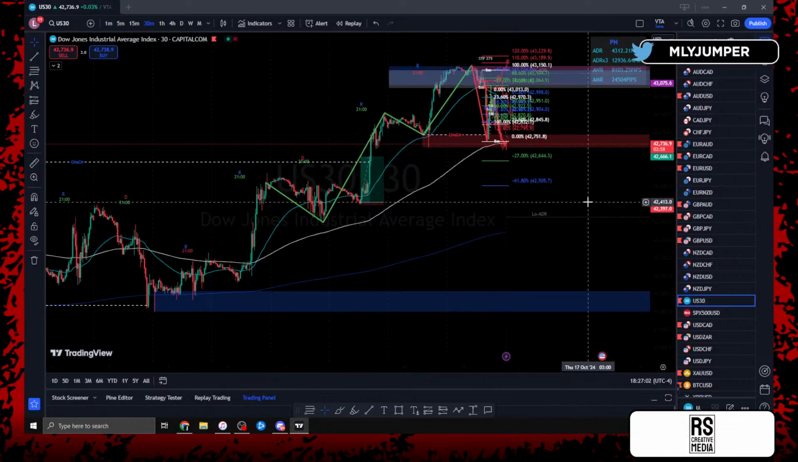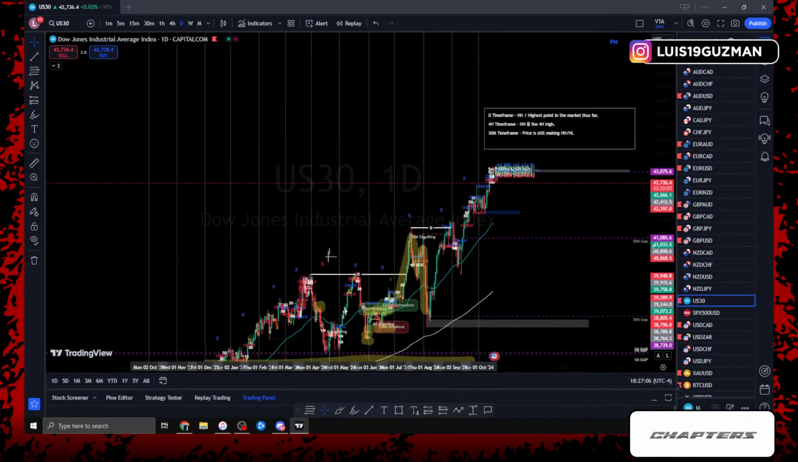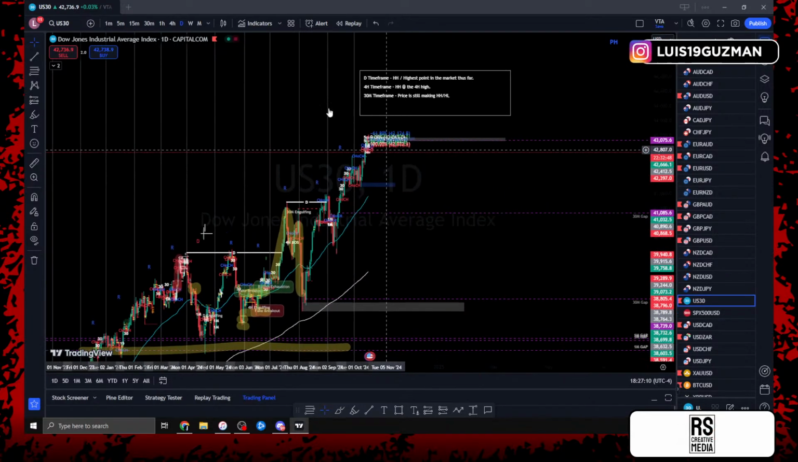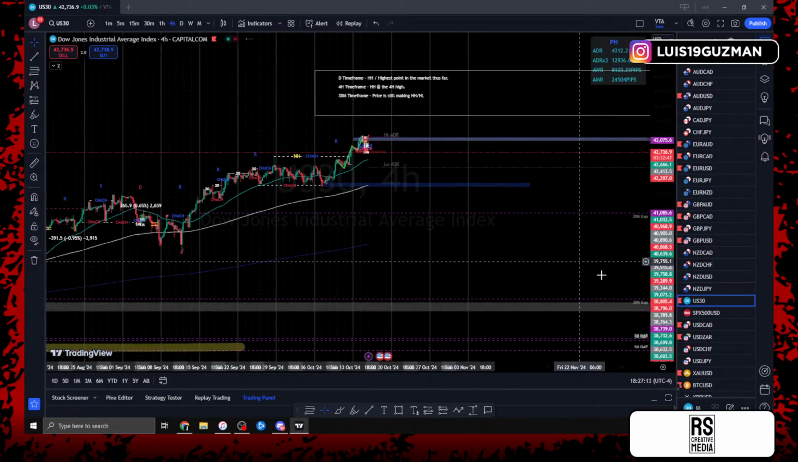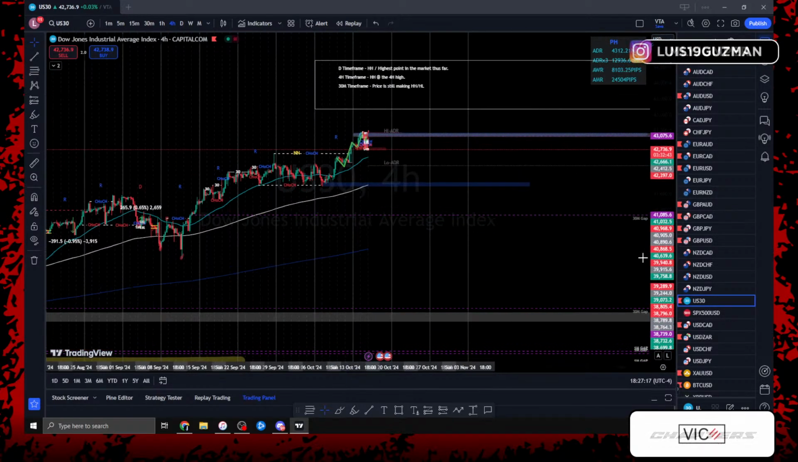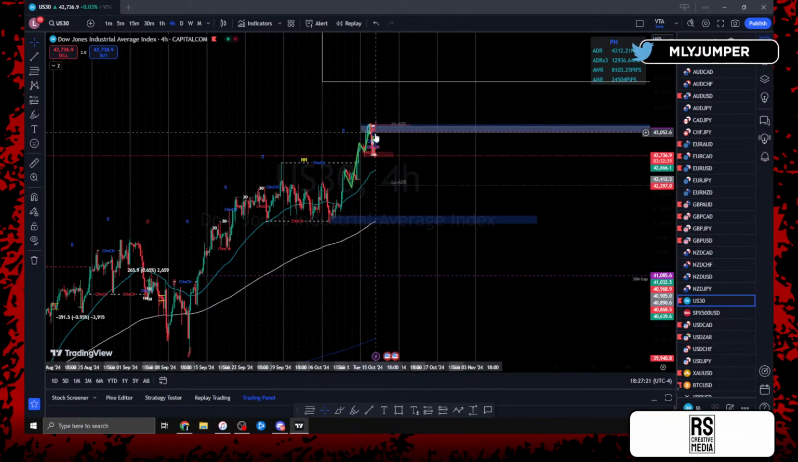US30, we'll talk about this trade, a beautiful trade that I took today. Daily time frame, what are we doing? Higher highs and higher lows. We're at the highest point in the market. We have that drawn up here in the 4-hour time frame. In the 4-hour time frame, we're at the highest point in the market. Higher high, higher low, and we're in the higher high.